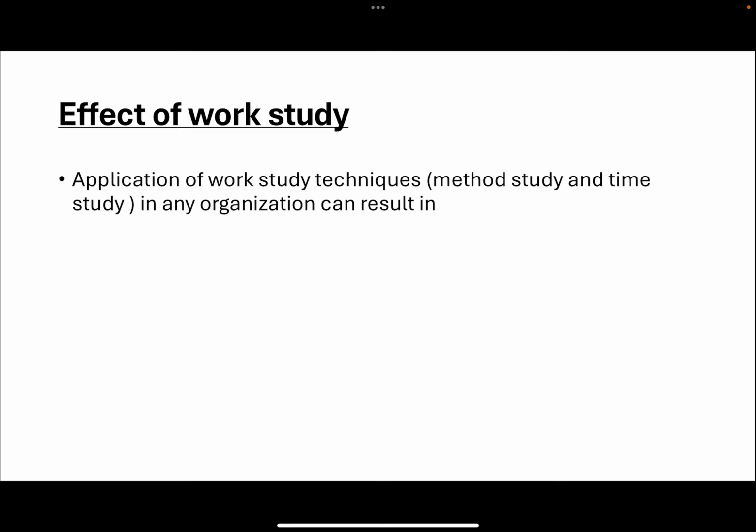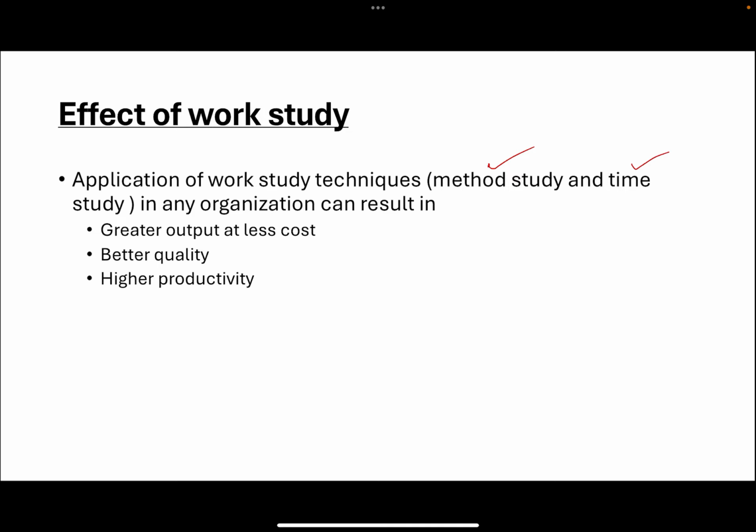Okay, so let us see some of the effects of work study. The application of work study techniques, that is method study and time study, or work measurement, in any organization can result in greater output at less cost and better quality products. Because we are using the best method, it will lead to an increase in productivity, etc. So these are the effects of work study.